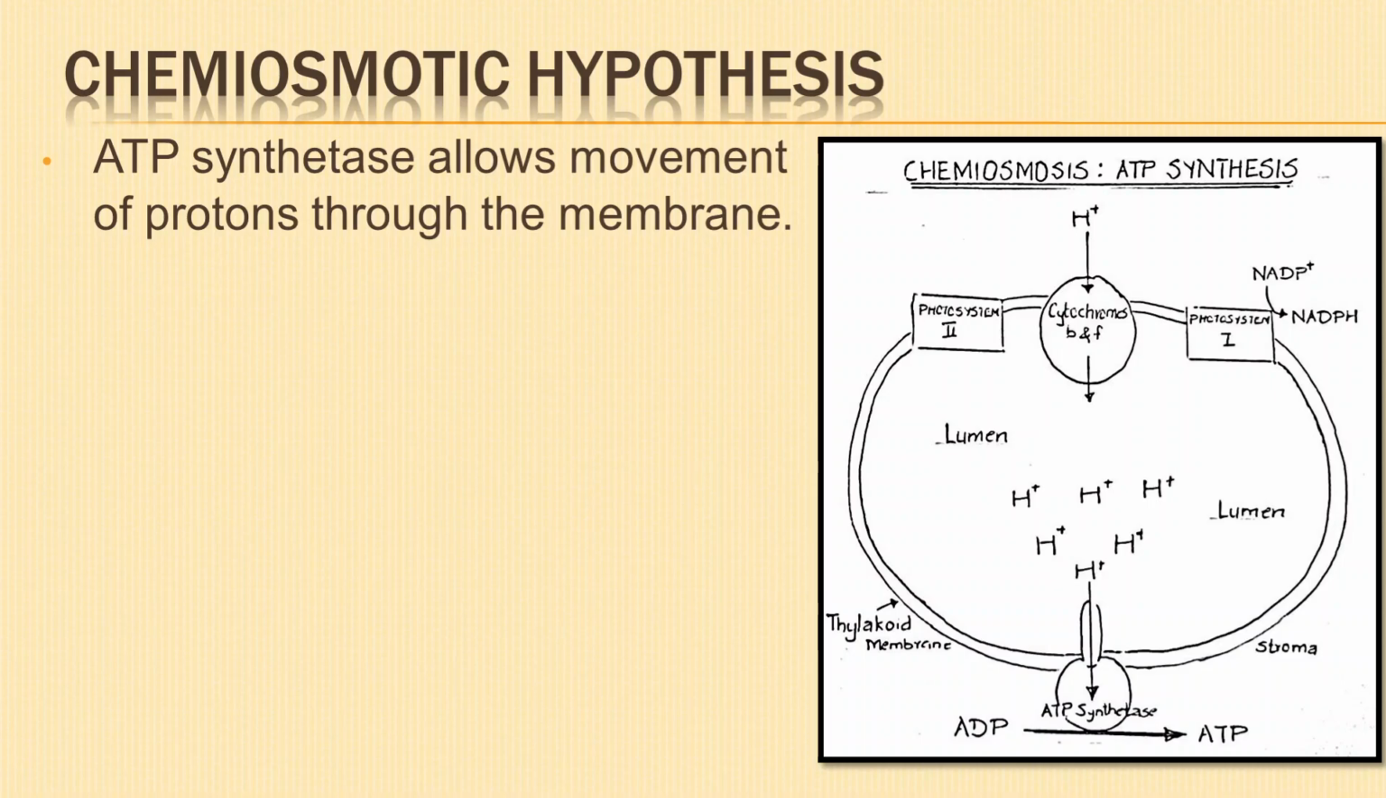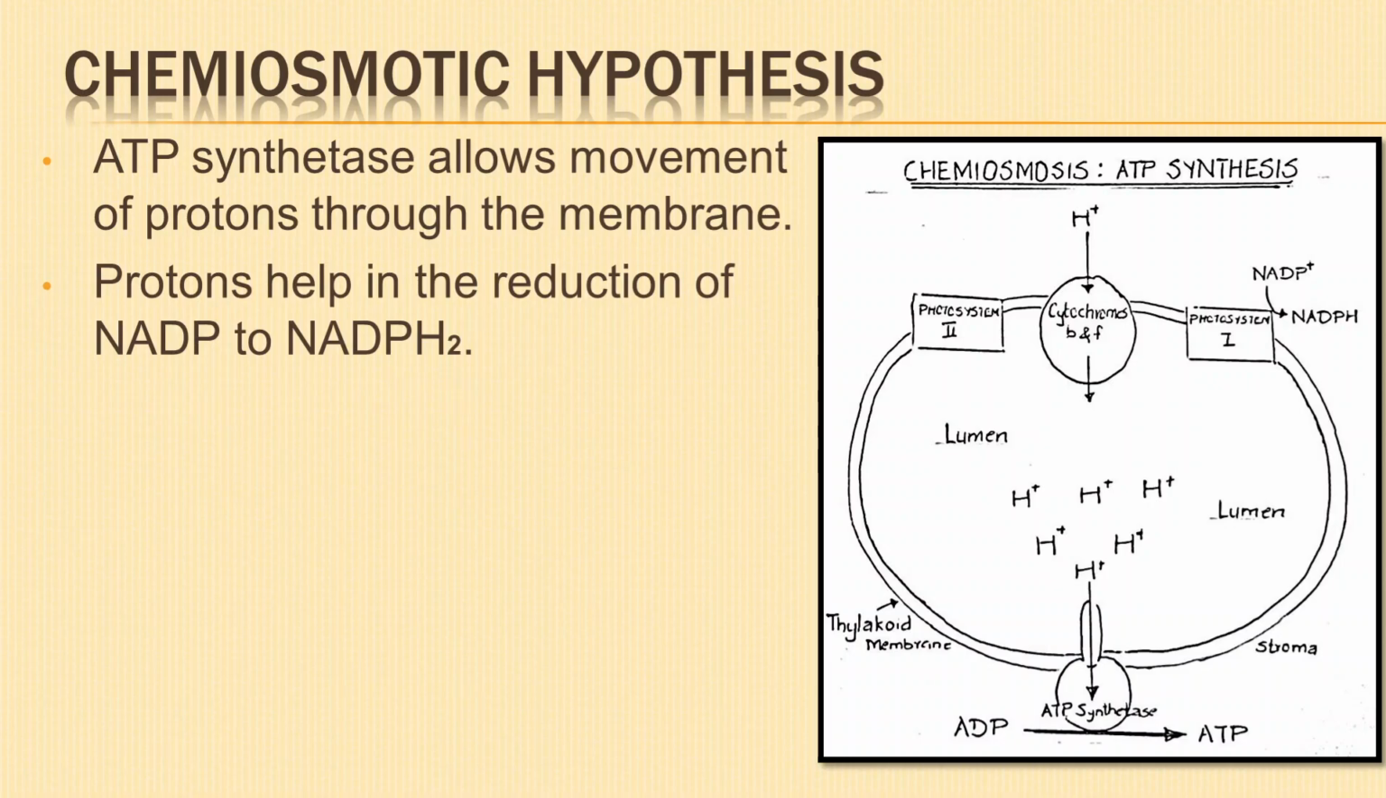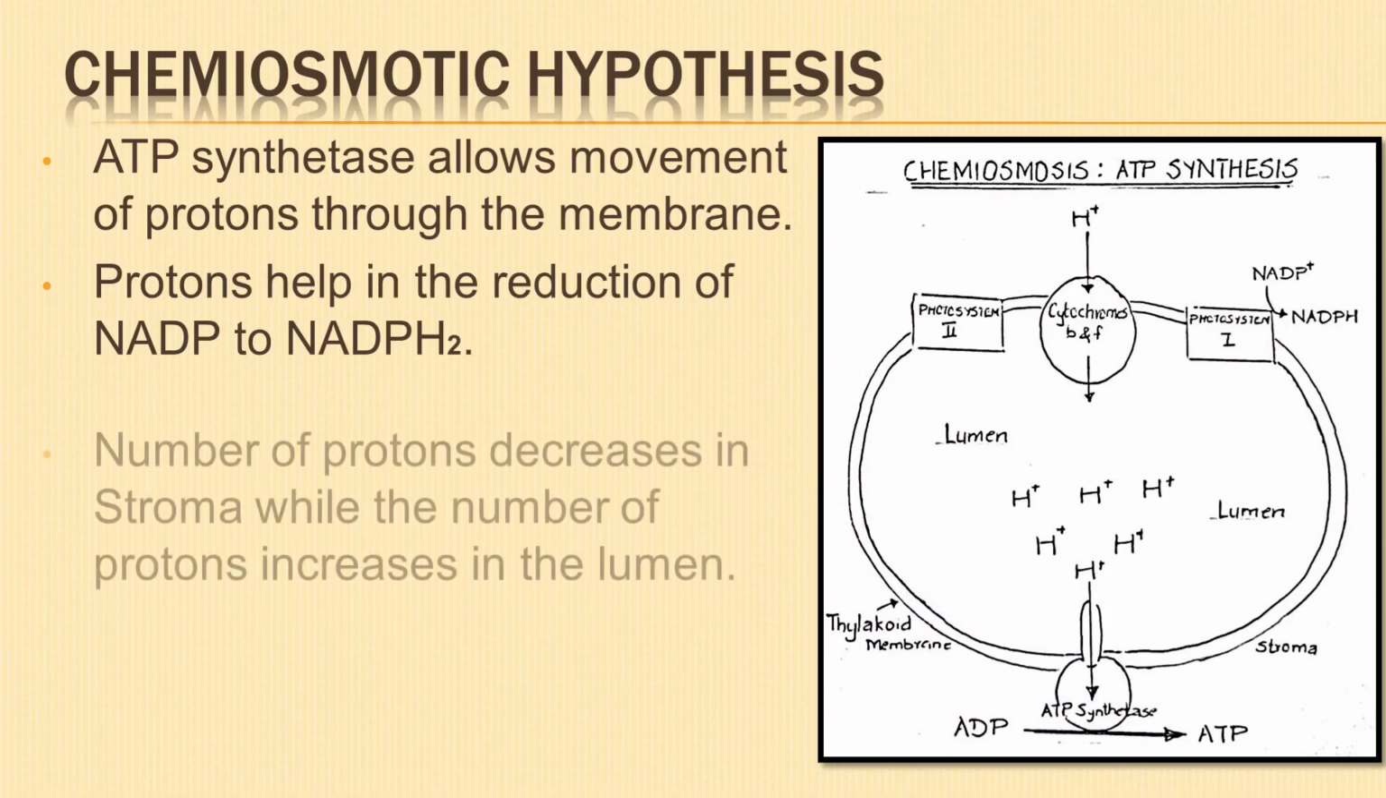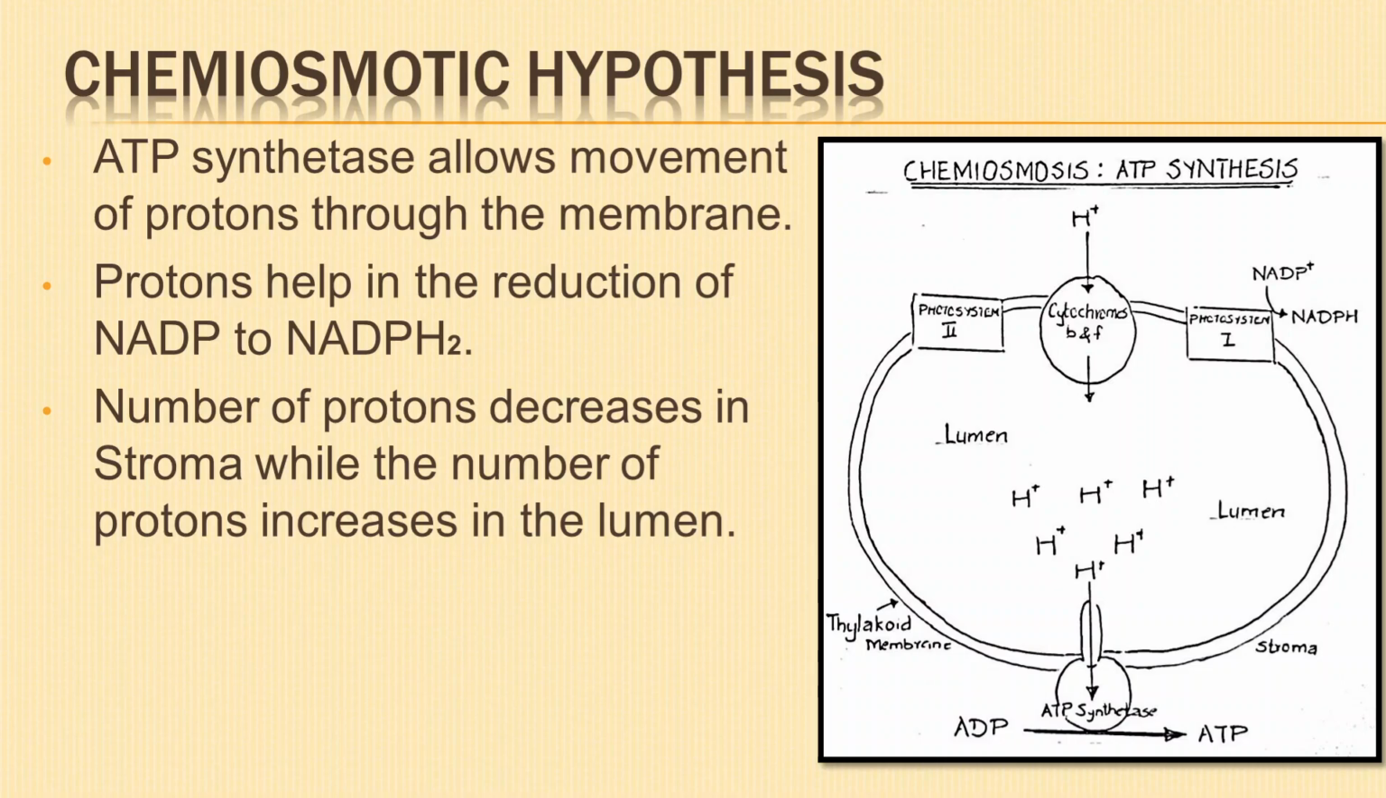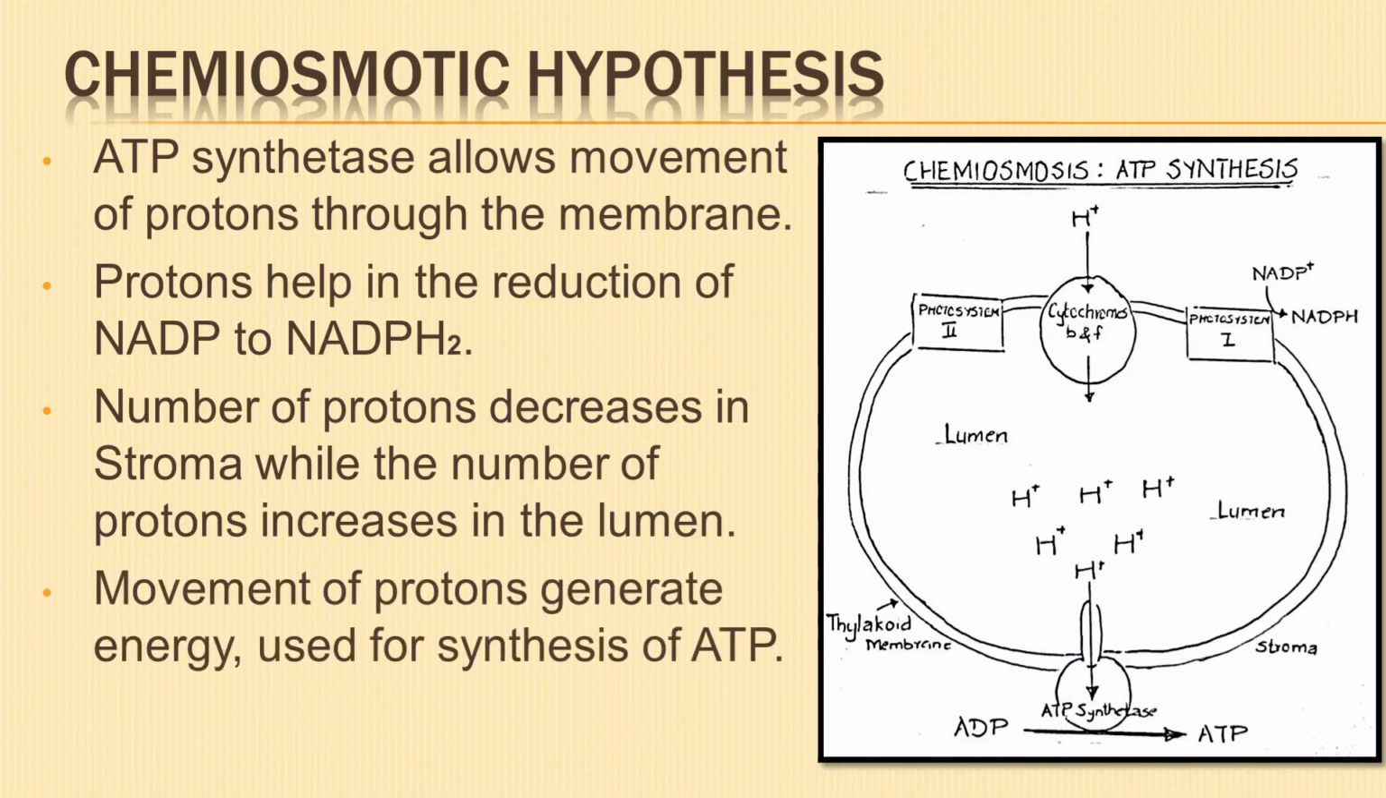In the stroma side of the membrane, NADP reductase enzyme is present. Protons are required for the reduction of NADP to NADPH2. Thus, the number of protons decreases in the stroma and the number of protons increases in the lumen. Due to the proton gradient across the thylakoid membrane, there is a rapid movement of protons generating energy which is used for the synthesis of ATP.